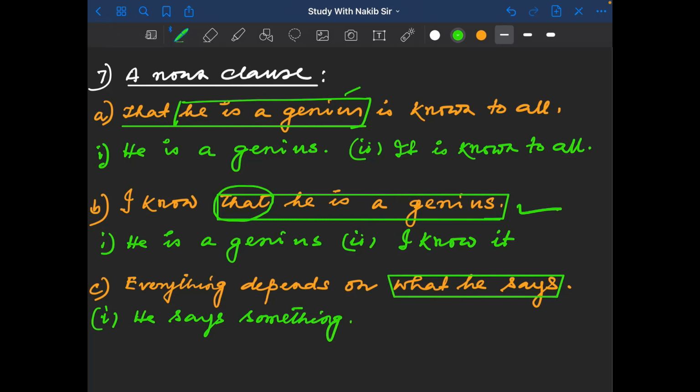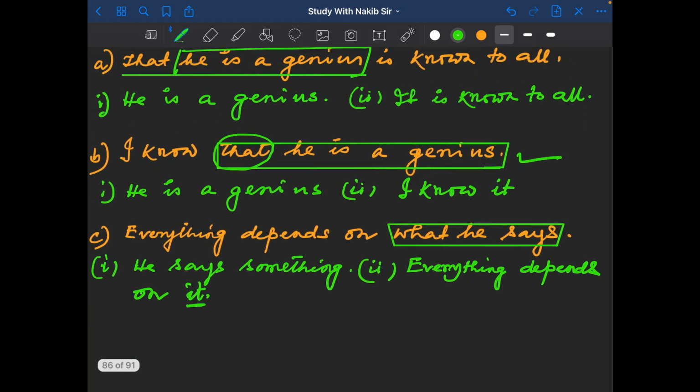He says something. Everything depends on, this is a blank space, and in this blank space use it. So number two, everything depends on it. This is used in the blank space. So for the sentence everything depends on what he says, we have got two sentences. Number one, he says something, and number two, everything depends on it.